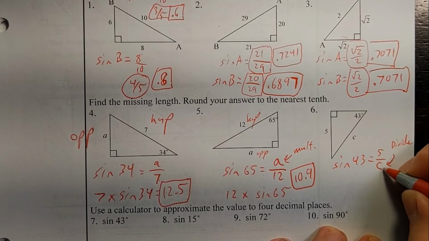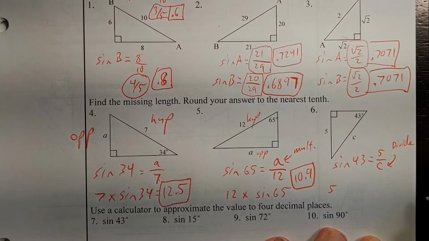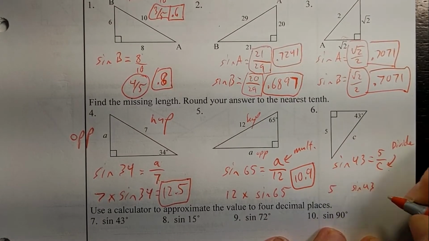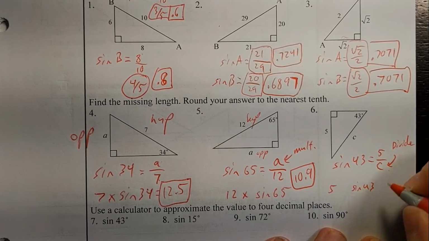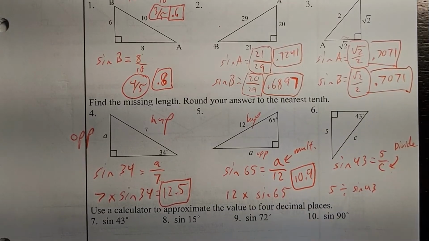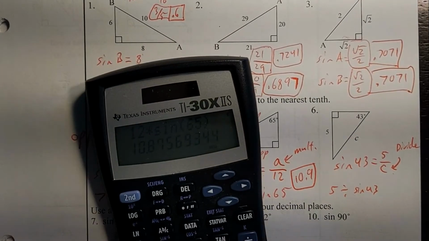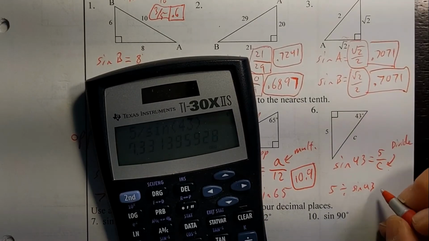The 5 from the fraction is still going to go in the front. The sine of 43 still goes at the end, but this time we're going to put division instead of multiplication because the c was on the bottom. 7.3.